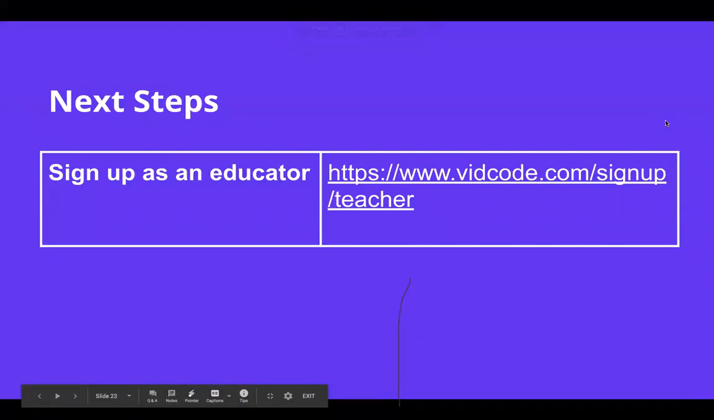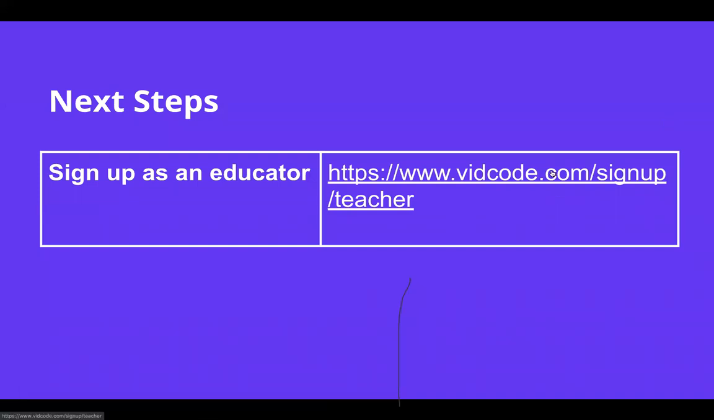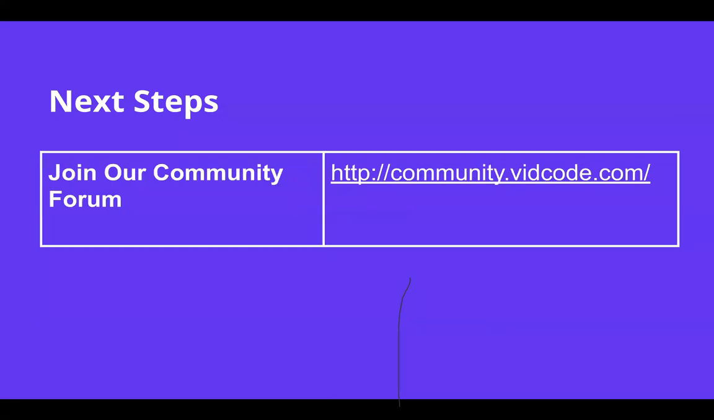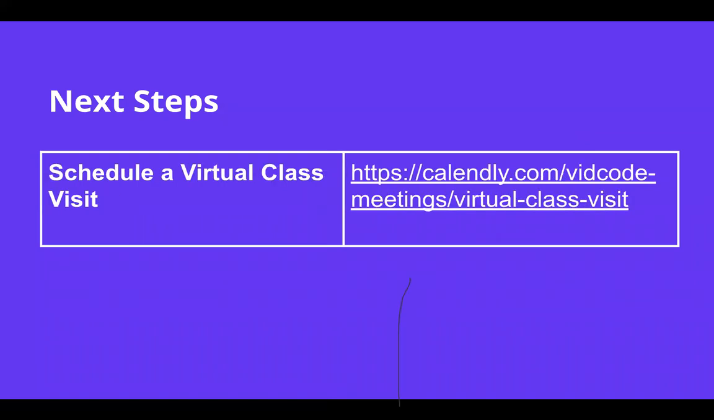Some things that I'm going to be sending out after the tutorial is just how to sign up. Like I said, totally free. You can add as many students as you want, and they'll have access to the course and all the Hour of Code stuff. There's also a community forum that everyone has access to, community.vidcode.com. That's a great place to ask any questions relating to both Hour of Code, coding education in general, or about VidCode.